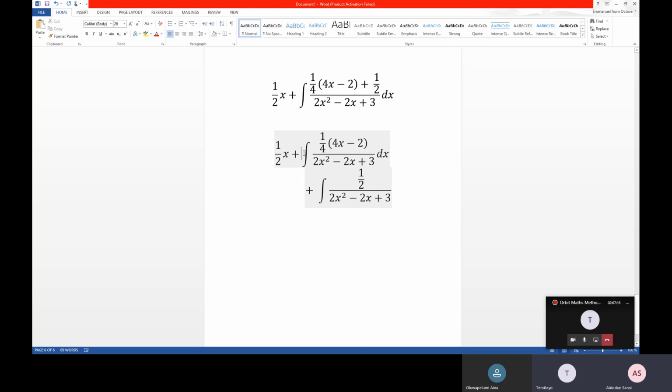Now, what will now be the integration of this place? So this one here, this first one. The first one. Yes, this first one is going to be the ln of the denominator. Yes, because if I differentiate the denominator, I will get this particular numerator. So your answer is going to be 1/4 ln of the denominator.